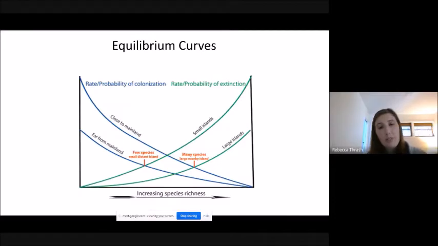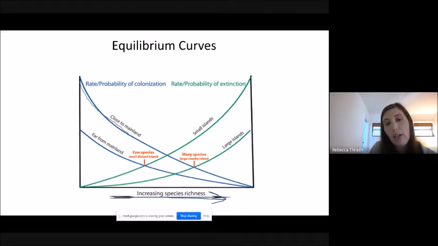If you put all of this information together, you come up with these equilibrium curves. Equilibrium just means that there is a balance between the speciation, or the diversifying nature of an island, versus the probability of certain species going extinct. For both of these curves, we can look at the distance from the mainland and the size of the island.